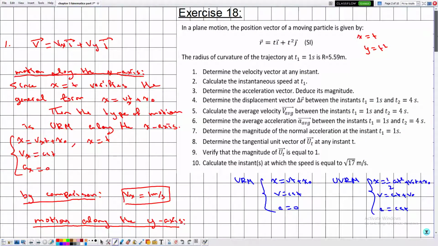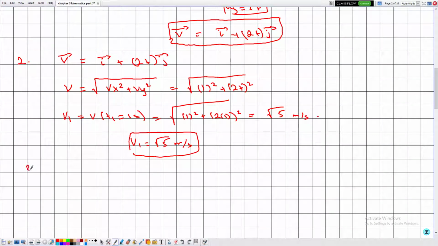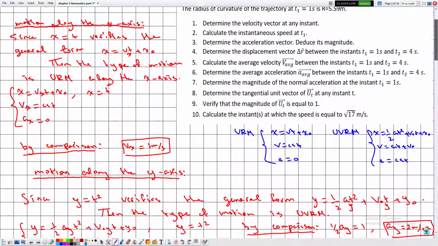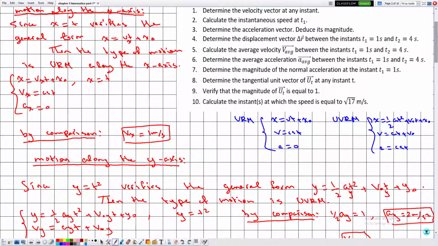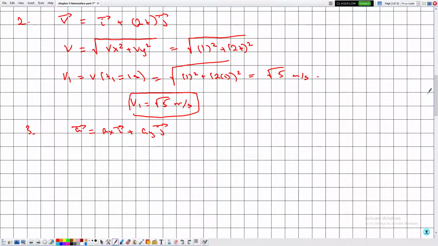Okay. Now in number 3, they are telling me to determine the acceleration vector. Great. Then the acceleration vector is given by a is equal to ax i plus ay j. Now referring to the types of motion indicated in part 1, we have that ax is equal to 0 and ay is equal to 2. And in this case, the acceleration vector is given by 0i plus 2j. So it's equal to 2j.